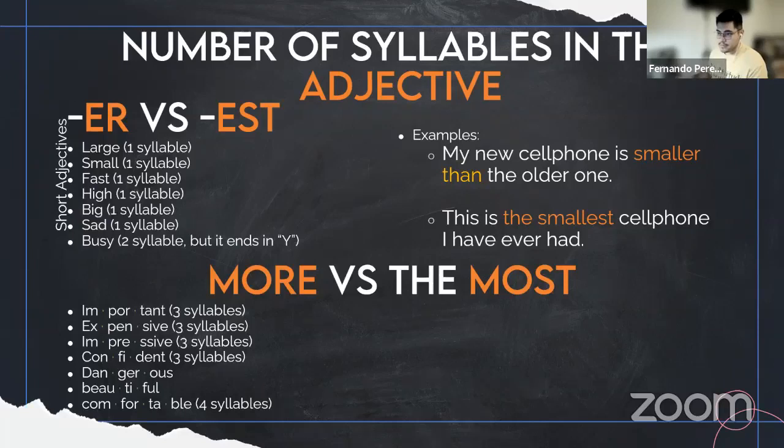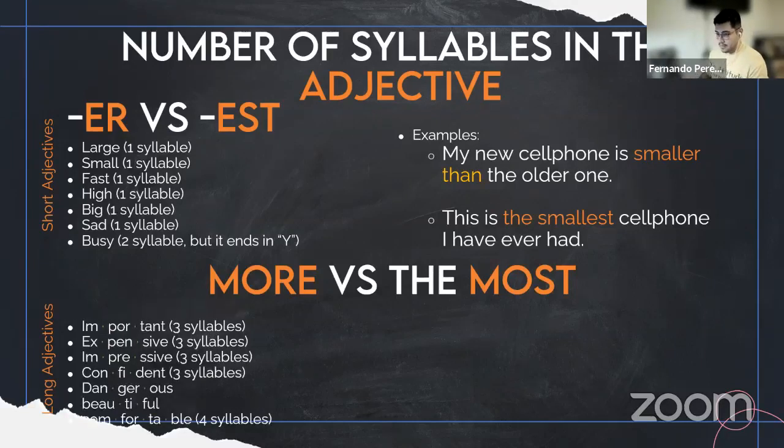Short adjectives and long adjectives. After -er is a long adjective, except words that end in Y. Let me give you another example. Simple.